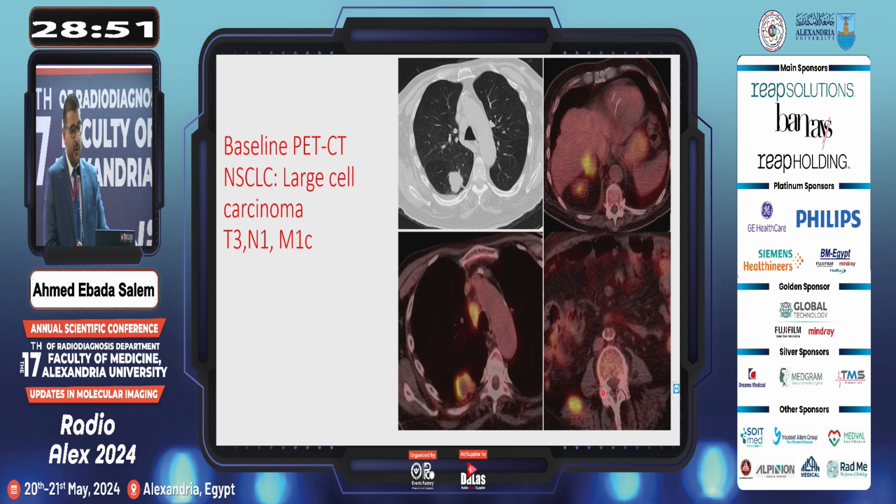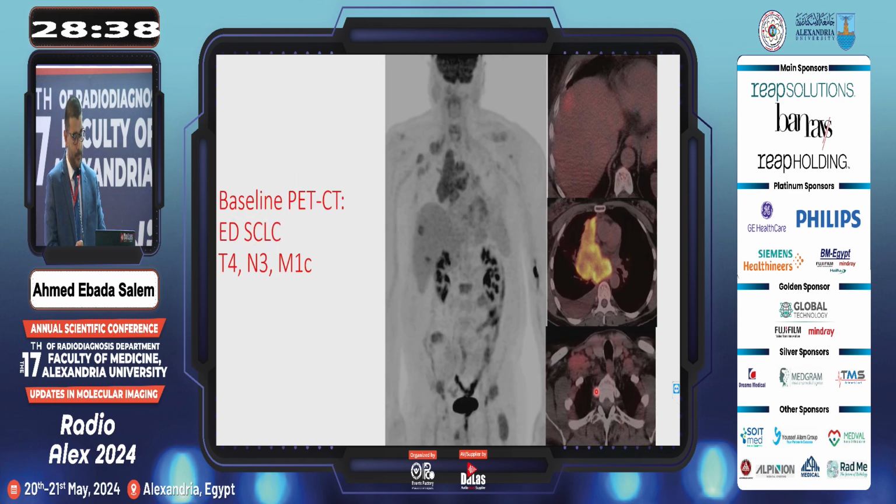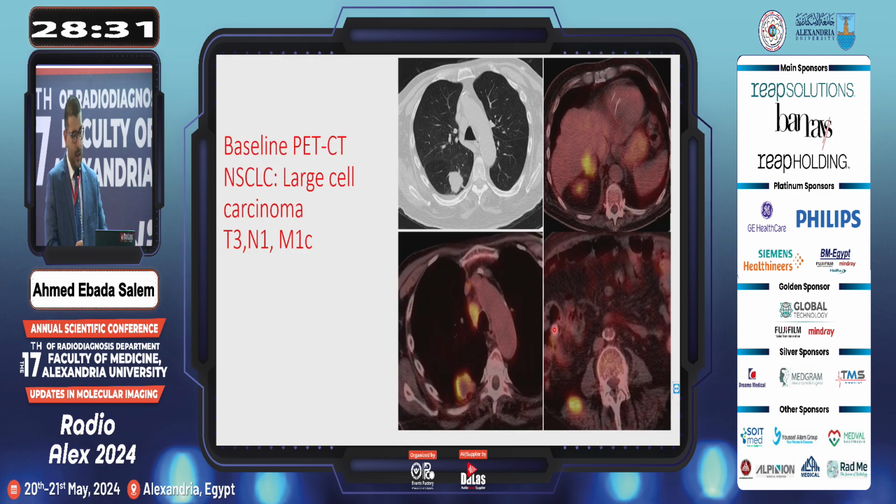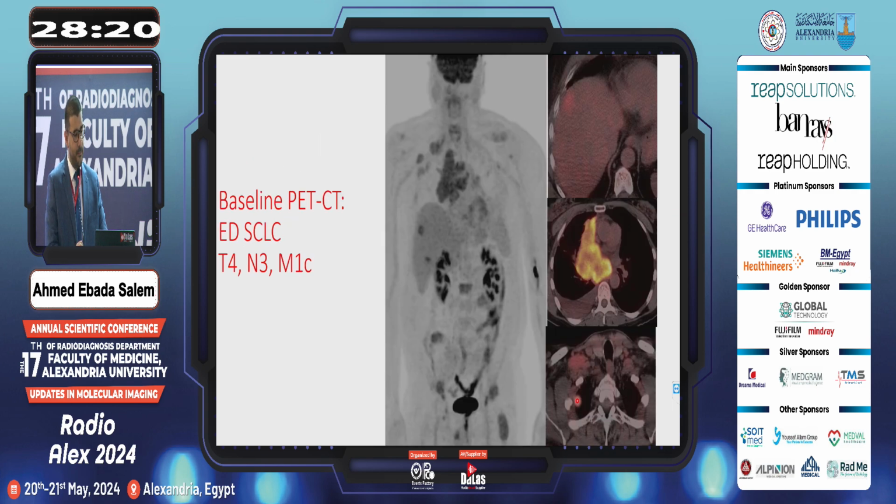This is a different patient who was diagnosed with large cell carcinoma. He was staged as T3 N1 M1C. He had adrenal metastasis as well as muscle metastasis. If this patient was only imaged using CT, I think this nodule within the muscle would be really hard to visualize just on CT. So PET-CT definitely helped with evaluation of metastatic disease burden.